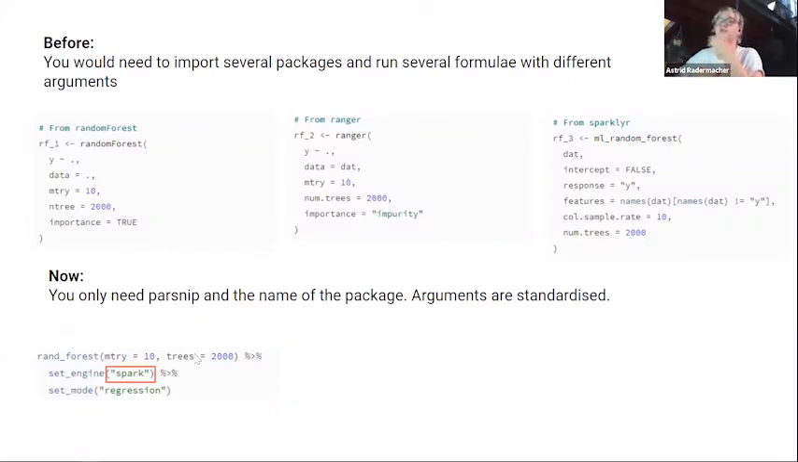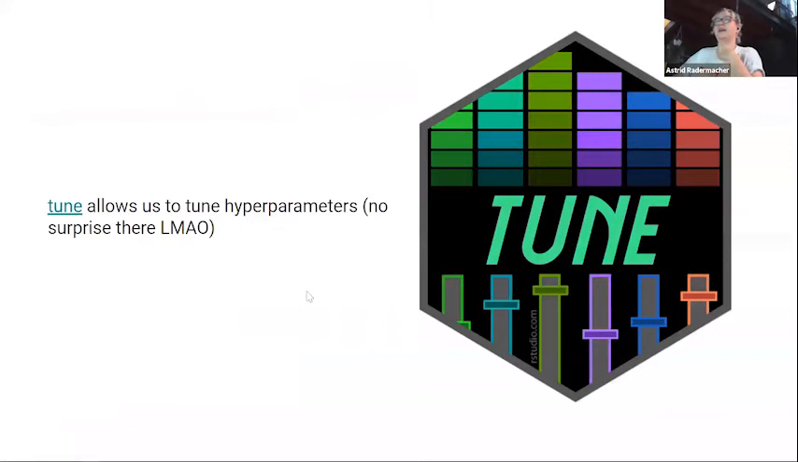So when you want to run a Spark random forest, you basically need to just switch out this argument here within a set engine function call, and you can run a Spark random forest. If you want to run a ranger random forest, you just have to swap out the Spark word for ranger. And the arguments are the same no matter what kind of random forest you want to do. So that's pretty slick. Tune allows us to tune hyperparameters.